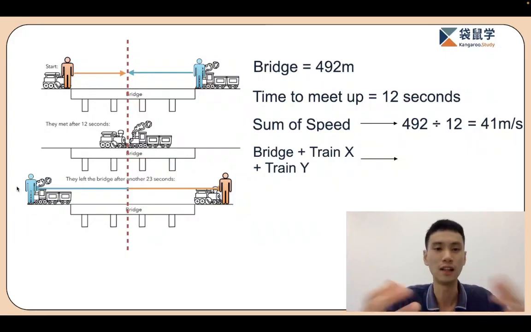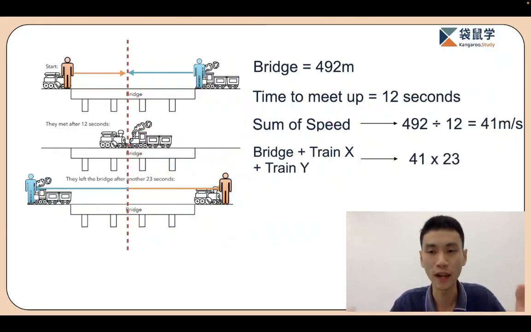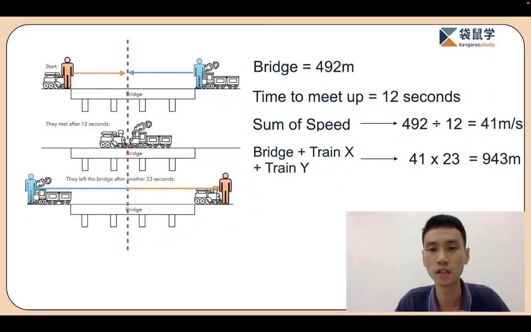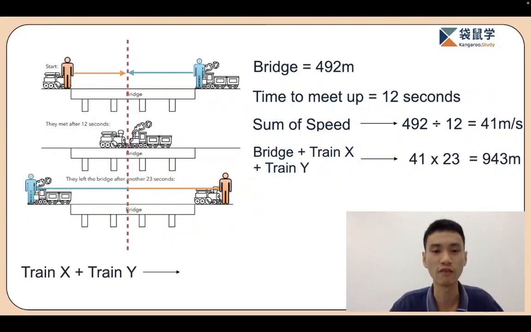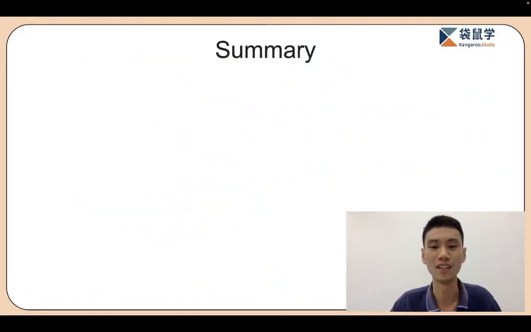And so how do we calculate the length of the bridge and train X and train Y? We take 41 meters per second and multiply by 23 seconds. And so, how long is the bridge plus train X plus train Y? It would be 943 meters. And from this point, how can we get just the length of train X and train Y? We take 943, of course, and subtract the bridge length, 492 meters. And so, our final answer is 451 meters.